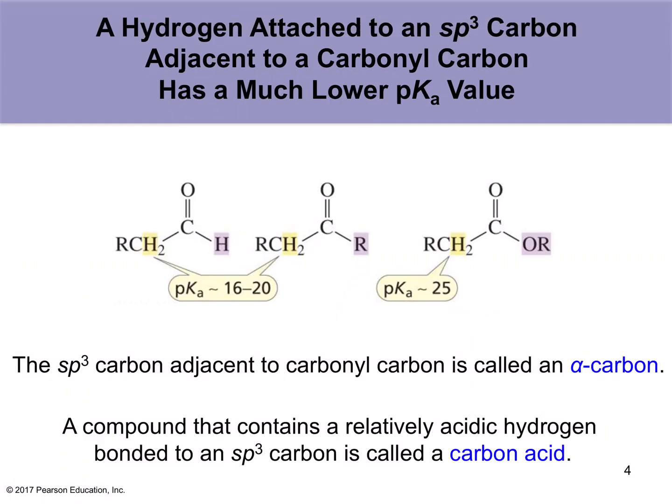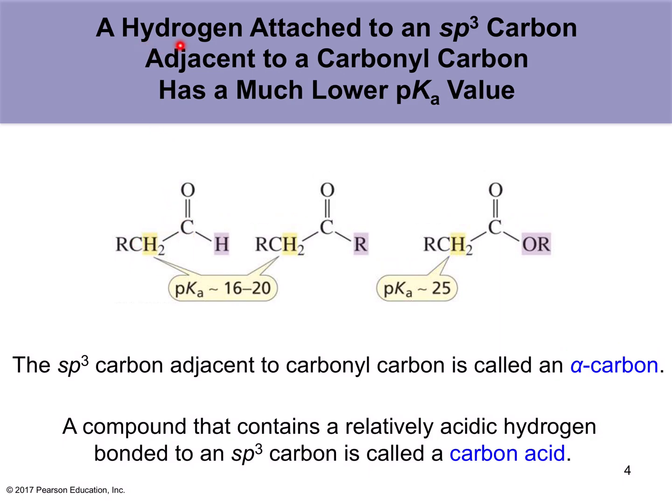So the pKa of an alkane hydrogen is greater than 60. Now let's look at the pKa of the alpha hydrogens. Remember, you know what an alpha hydrogen is. Whenever we talk about alpha hydrogen, it should immediately come to your head. It's the hydrogen attached to the alpha carbon, which is the carbon next to the carbonyl group.